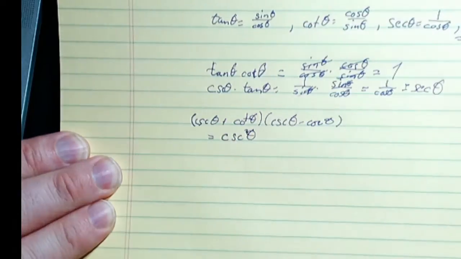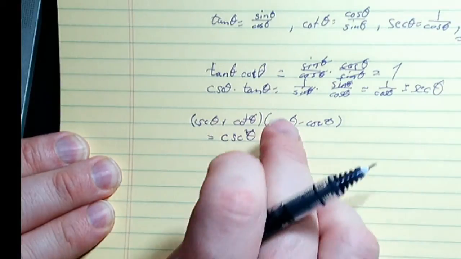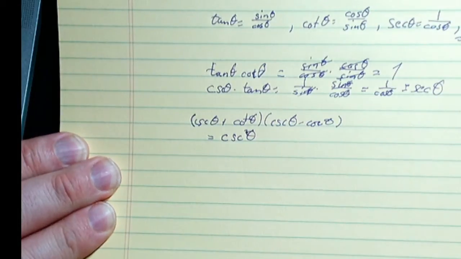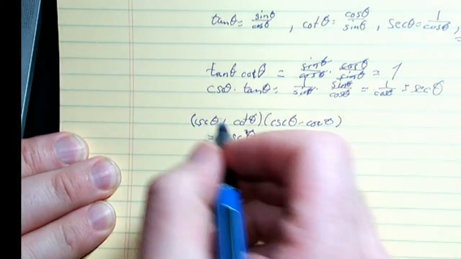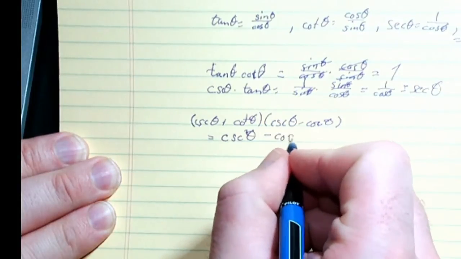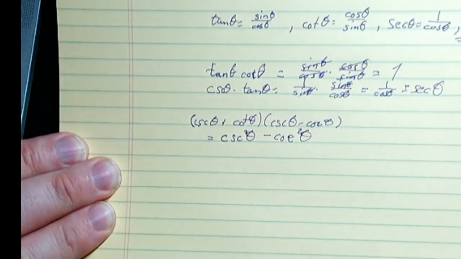In fact, we don't even have to use FOIL because this is a special form. This is a plus b times a minus b. And that's when you should just recognize that's a squared minus b squared. So in this case, that's cosecant squared theta minus cotangent squared theta. But wait, you just told me not to memorize things. Well, that's fine. If you use FOIL, you'll get exactly this. It just takes a little longer. Again, most of the memorization isn't necessary as long as you can rederive things fast.